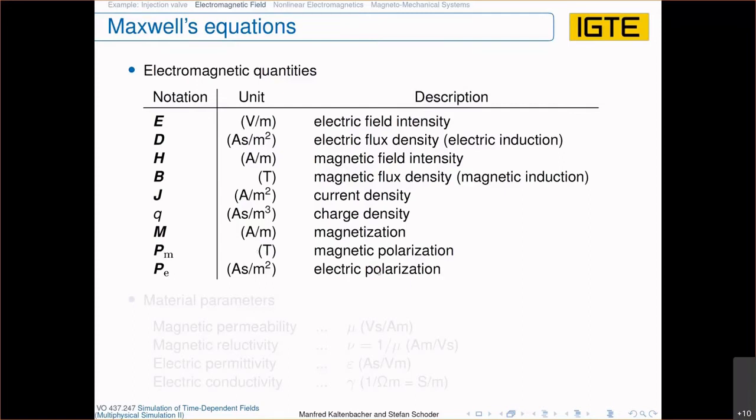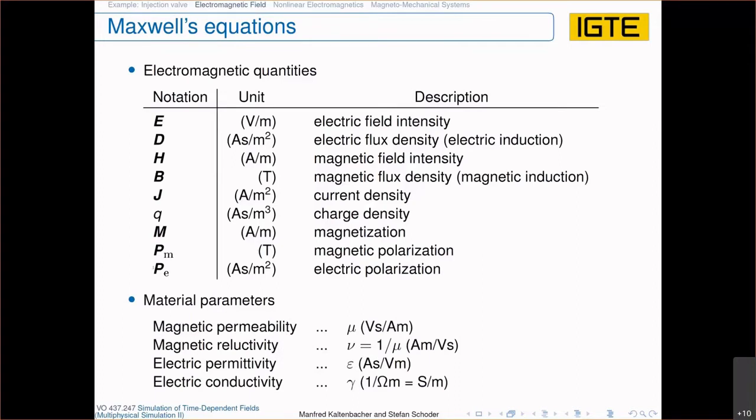And if you have electrically polarizable material, as is the case in piezoelectric materials, then we have also an electric polarization. Clearly, then we need additional material parameters and equations to be able to solve the full set of Maxwell's equations. And the main material parameters, here just written as scalars, so we assume to have isotropic material behavior: the magnetic permeability, or its inverse, the magnetic reluctivity, electric permittivity, and electric conductivity.